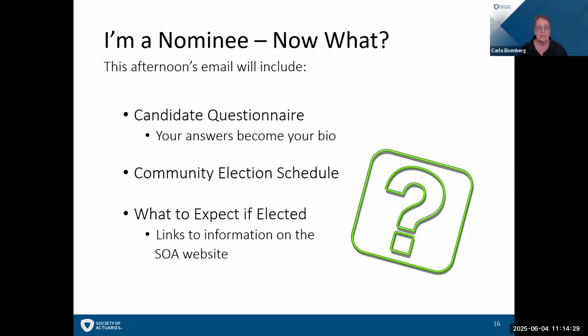Next, we'll go over the details of community elections. So let me reintroduce myself. I'm Carla Eisenberg. Caitlin Kramer and I are your main contacts for the election process this year. Later today, we'll send you an email that includes all the information you need regarding next steps in the process. The email will include the candidate questionnaire for you to fill out and the election schedule so you don't miss any deadlines. We'll also include 2 sample questionnaires so you can see a few examples of what others have done in the past.